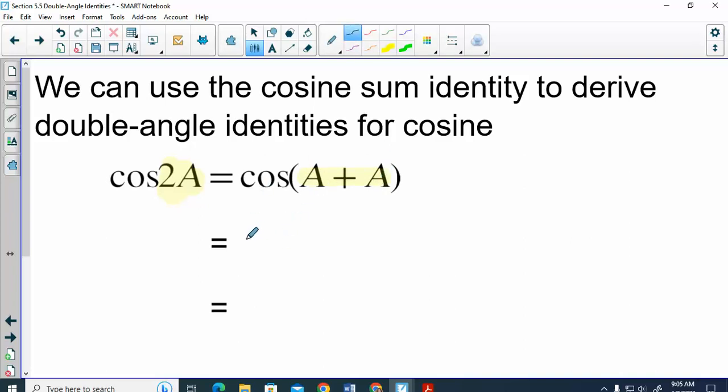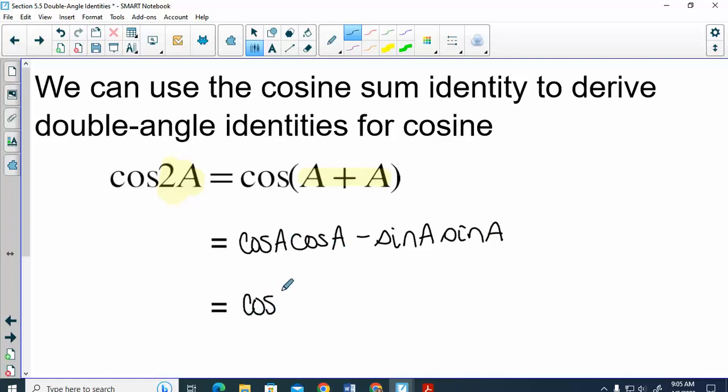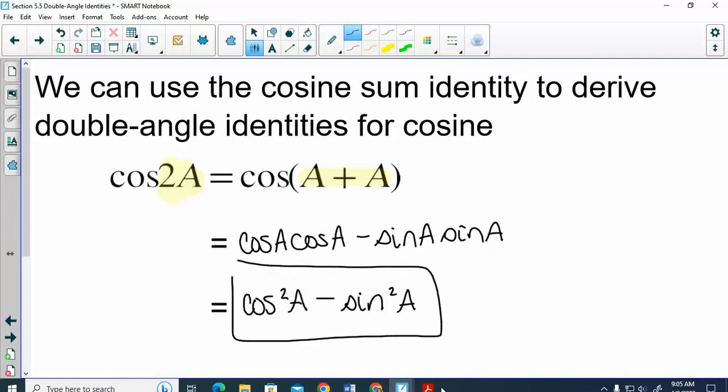And then if you use your formula sheet, the cosine of a plus b is cosine of the first, cosine of the second, minus sine of the first, sine of the second. So cosine a times cosine a, that's cosine squared a, minus sine a times sine a, so sine times sine is sine squared a. So that is actually our first double angle formula.